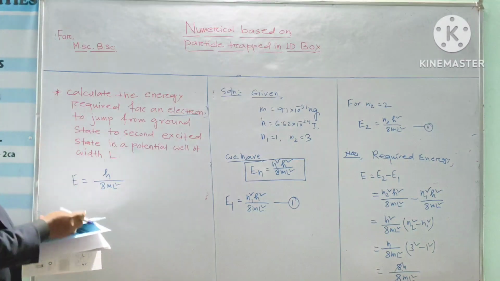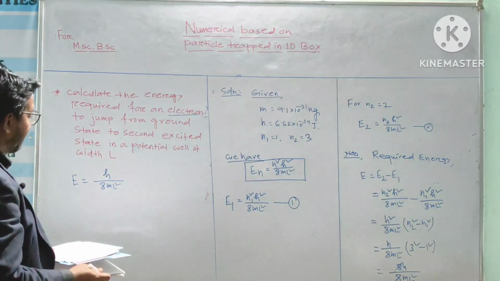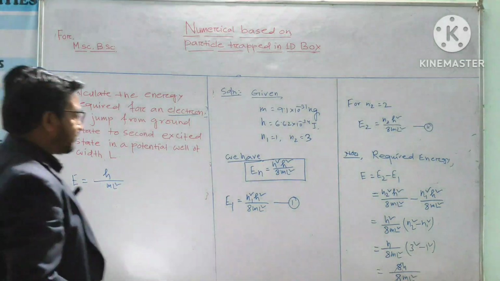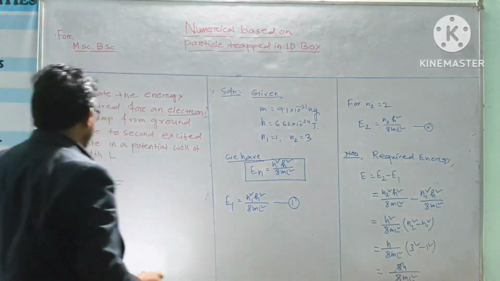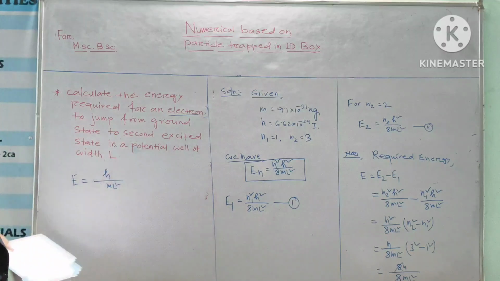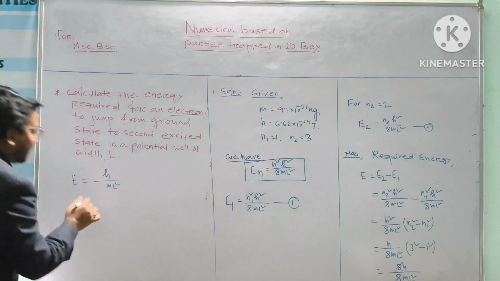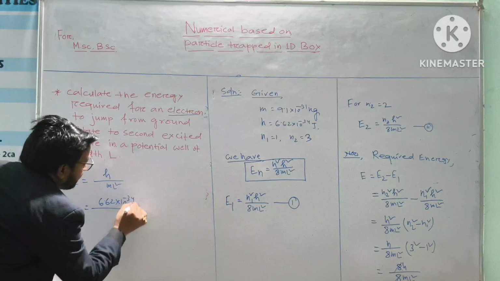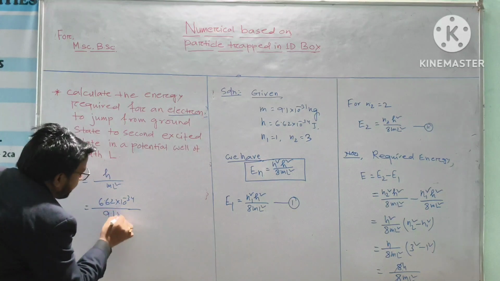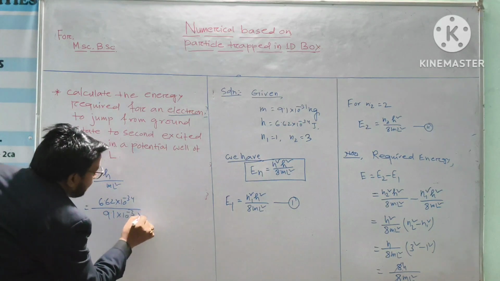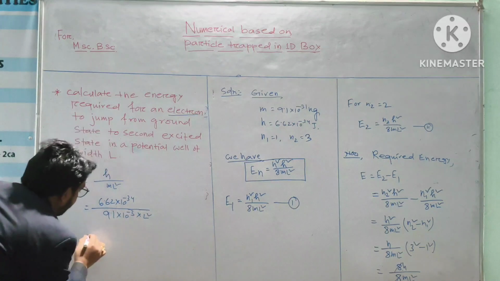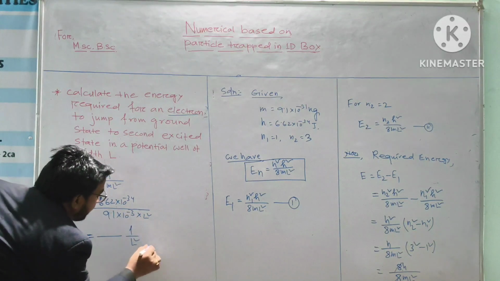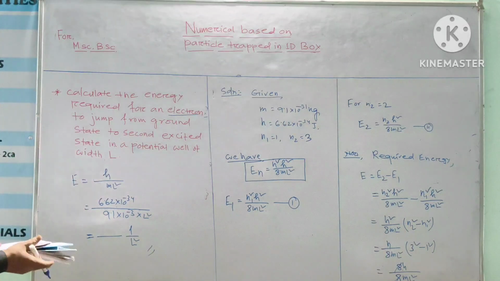Now, since the value of L is unknown, we can put just the values of h and m. So finally we can write h equals 6.62 into 10 to the power minus 34, divided by m equals 9.1 into 10 to the power minus 31 into L square. After solving this part we get something divided by L square. So this is our required energy.